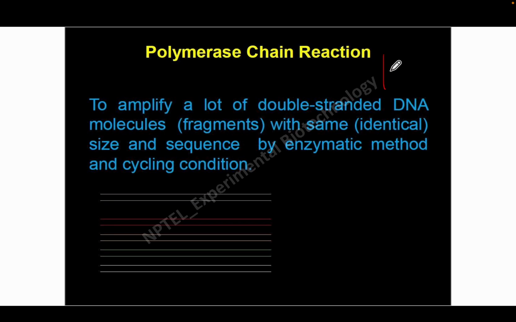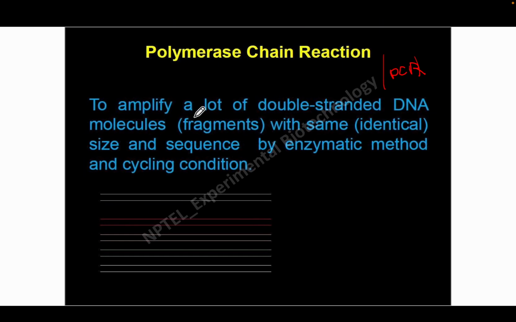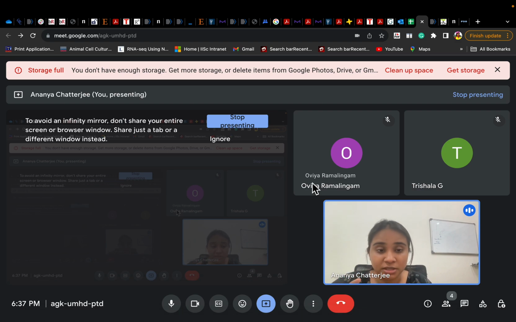Some of you might have done PCR in your lab, some of you might have just gone through the theory portion. So we'll be discussing today what PCR is. PCR, or polymerase chain reaction. What does this name suggest? Polymerase means polymerization of something. Chain reaction, reaction means something is happening. So this is something which deals with replication, where you are replicating or polymerizing something.